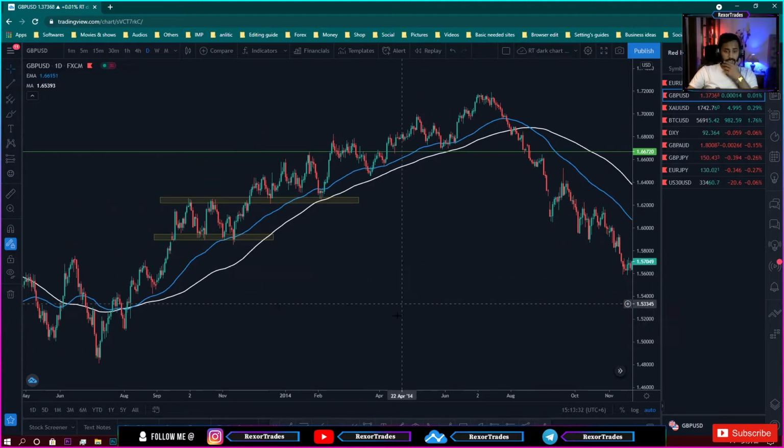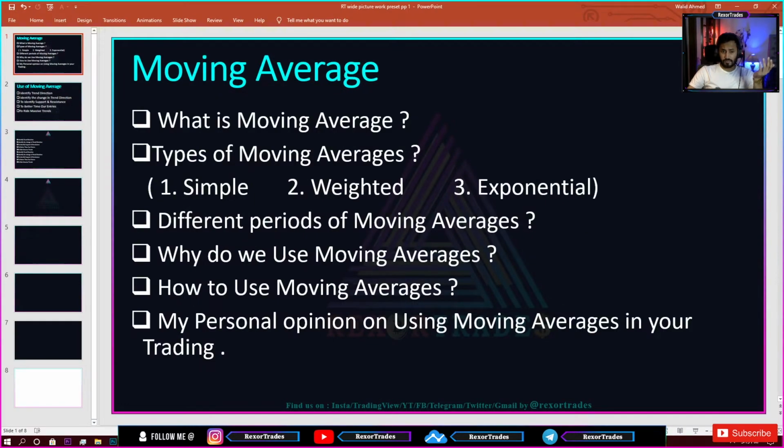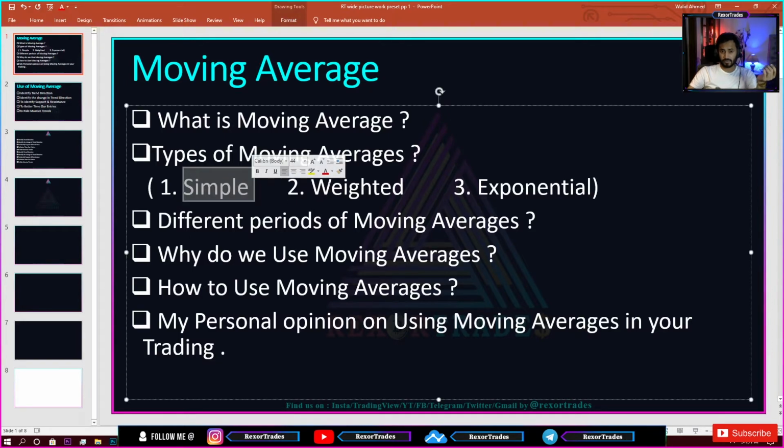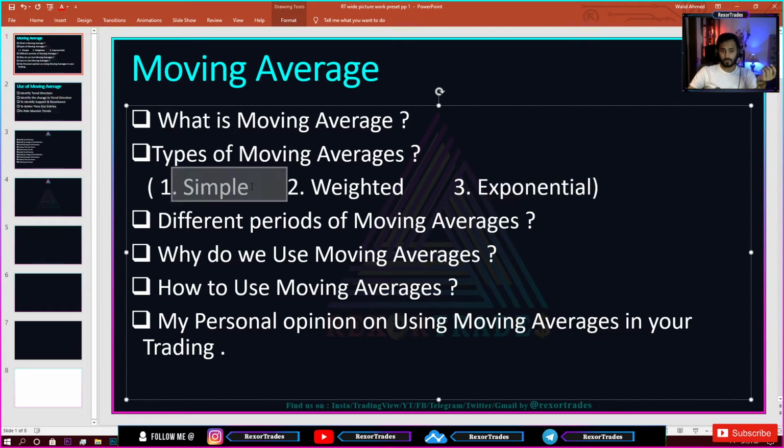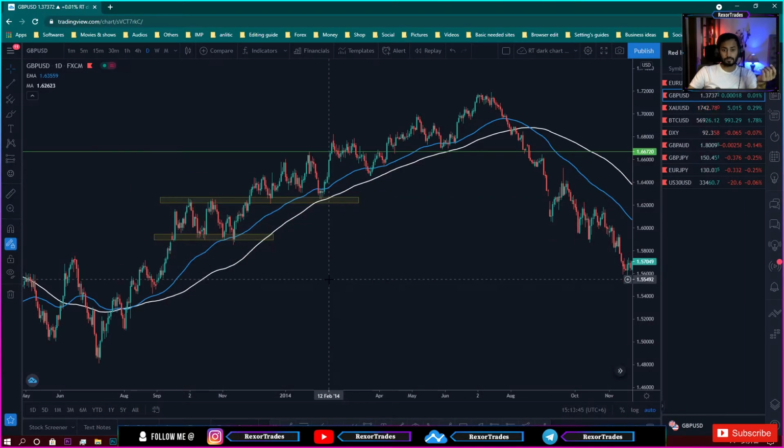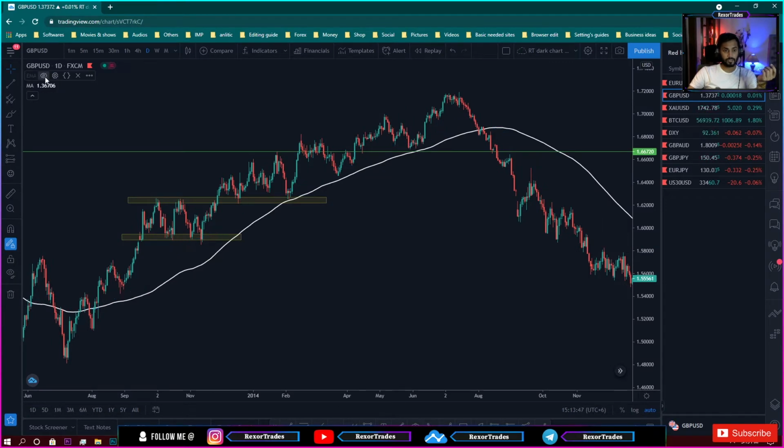So there are different types of moving averages. The most important ones are the simple moving average, the weighted moving average, and the exponential moving average. First of all, the simple moving average. Let's hide the EMA.